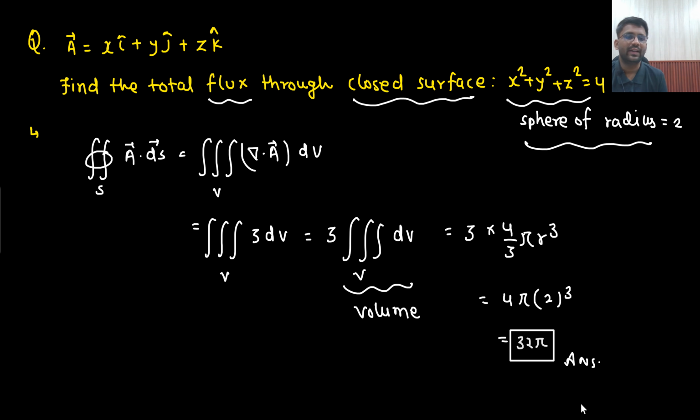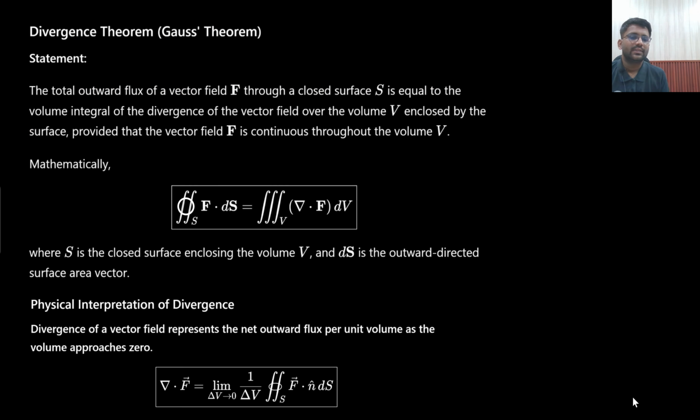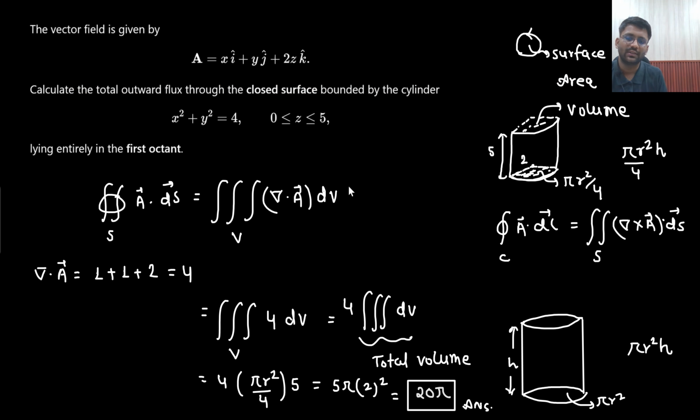What is the meaning of flux? The number of field lines. How many field lines are passing? So 32 pi field lines will be passing. The volume is 4 by 3 pi r cube, and you put r as 2 because the radius is 2. I hope you know the equation of a sphere as well. So the answer is 32 pi. This is known as the divergence theorem, or Gauss theorem, you can say.